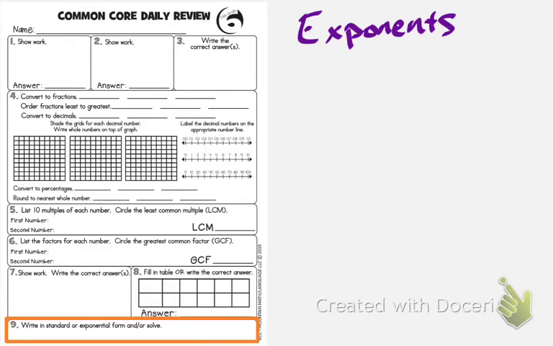Welcome to our tutorial for question 9 of our daily review. Question 9 is describing exponents. It says write in standard or exponential form, and exponential form is another way that we describe exponents. And then it asks us to solve those problems.